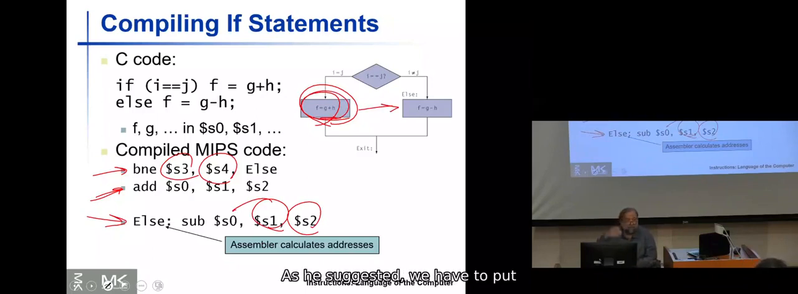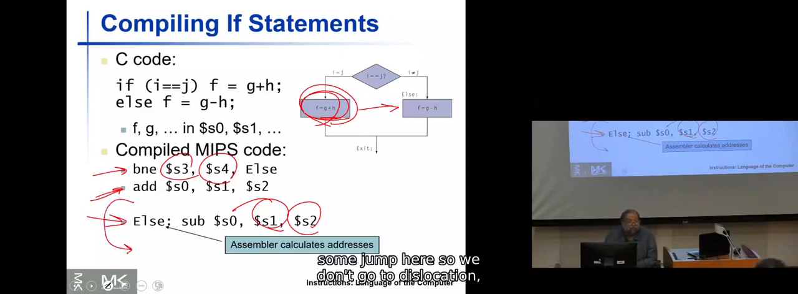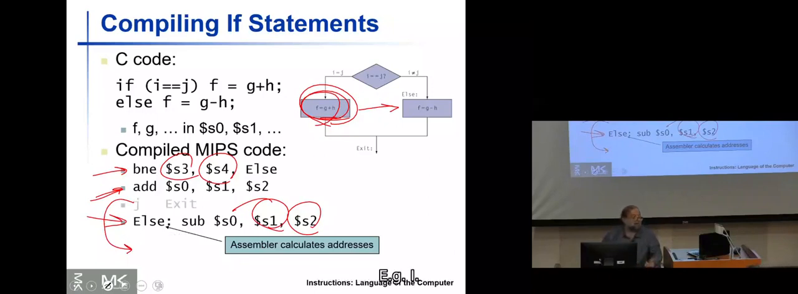So what should we do? As he suggested, we have to put some jump here, so we don't go to this location. We go to the rest of the program, whatever it is. So here we say jump exit. For example, I put the label exit. You might put continue. You might put the rest. You might put the program, whatever you want. So this is the exit label.